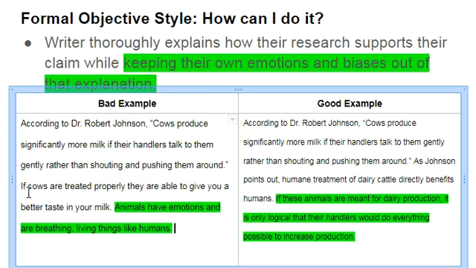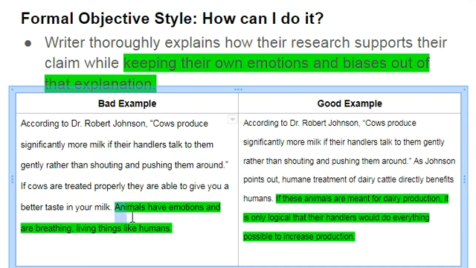So here's what she does after that. She says, if cows are treated properly, they're able to give you a better taste in your milk. Okay, so that's where she's kind of just restating what the evidence said. And then she moves on to say, animals have emotions and are breathing, living things like humans. Okay, so this research that she cited here said absolutely nothing about the fact that animals have emotions and are breathing, living things.